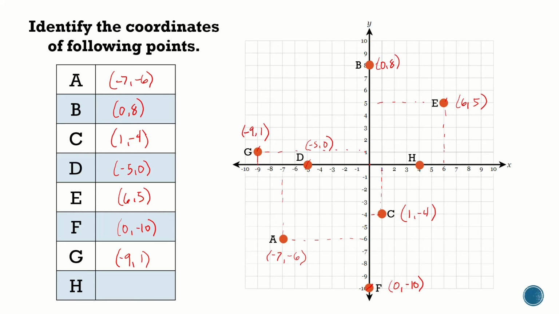Next, finally, H. So that's 4 for x. And there's no vertical movement, so 0. There you go. So that's how we identify coordinates given the points.